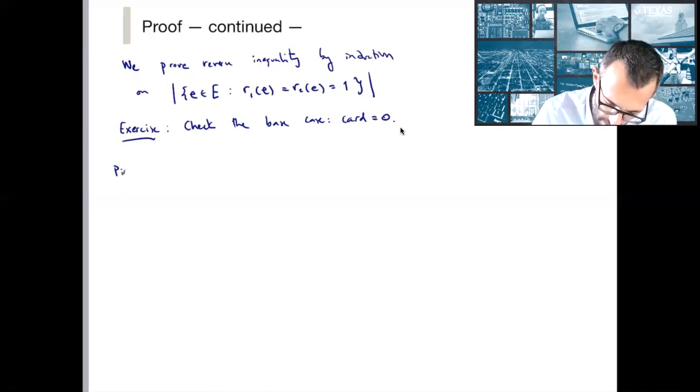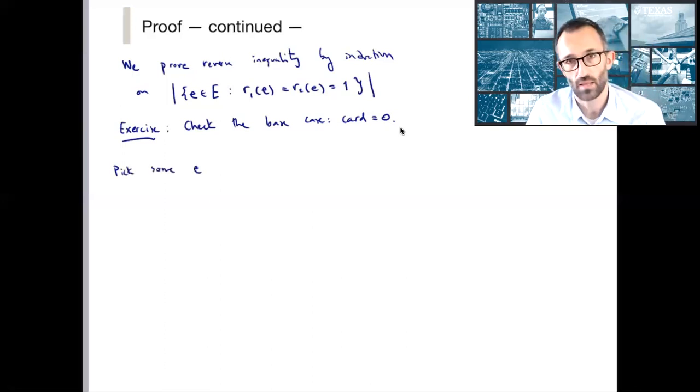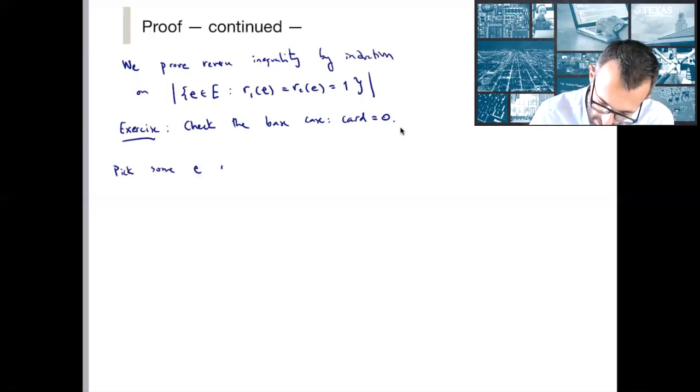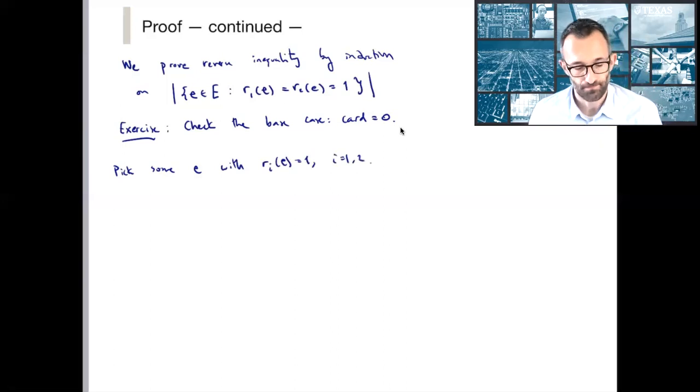So let's pick some element E that is in this set. We know the set is not empty. So in other words, pick some E with Ri of E equal to 1 for i equals 1, 2. And now, this is where we're going to use the machinery that we developed in the last 2 lectures, namely contraction and deletion.